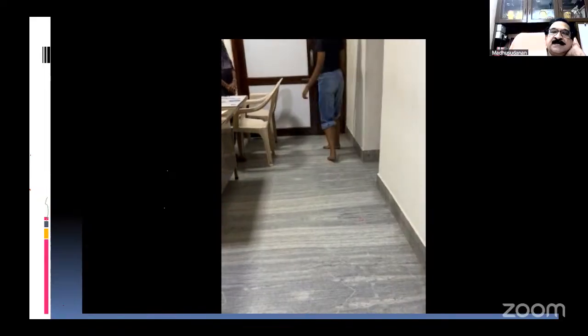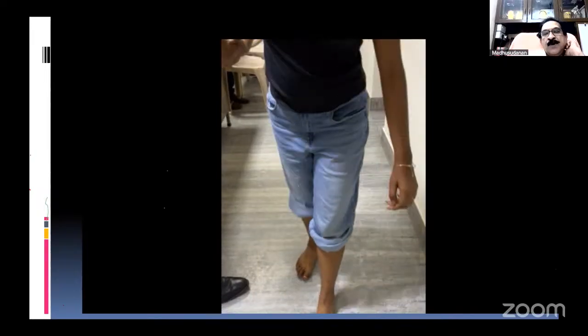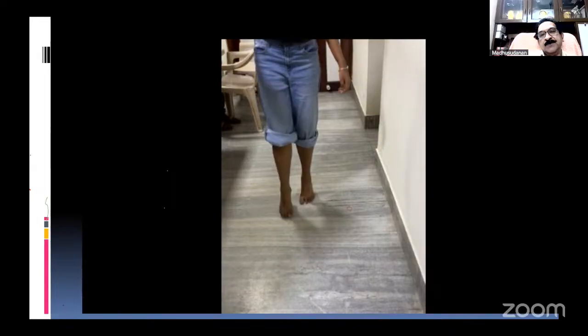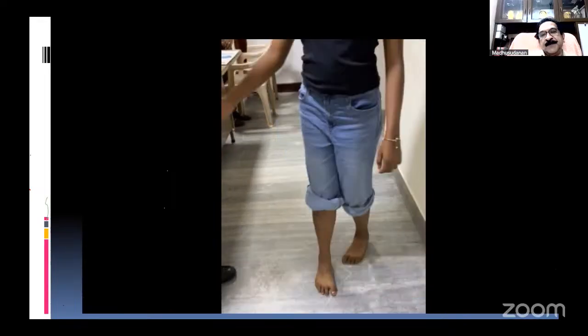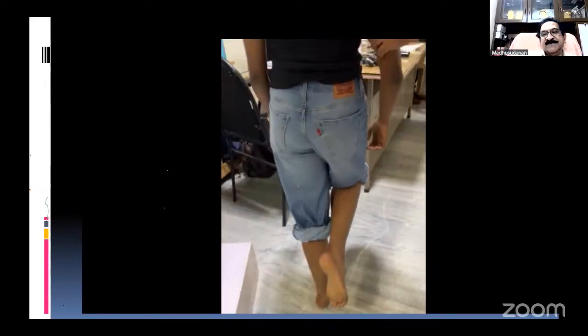Gait: he has got a bilateral steppage gait. There is no waddling. She couldn't walk on heels, but she could walk on toes. Plantar flexion was normal. She could get up from a low-lying stool.